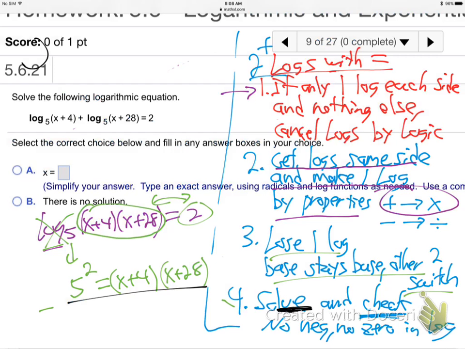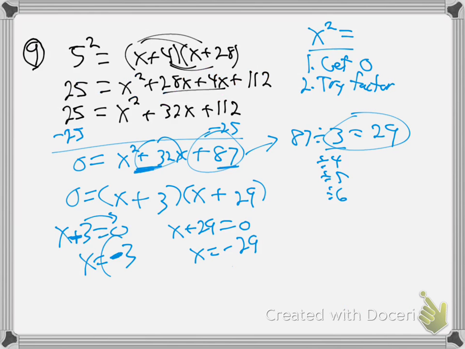Let's check. Take the negative 3, go back to the beginning, put a negative 3 here. What is that? Negative 3 plus 4 is positive 1. That's fine. Negative 3 plus 28, that's plus 25. That's fine. The inside of both those logs is positive. Great. It's all good. So the minus 3 is an acceptable answer.